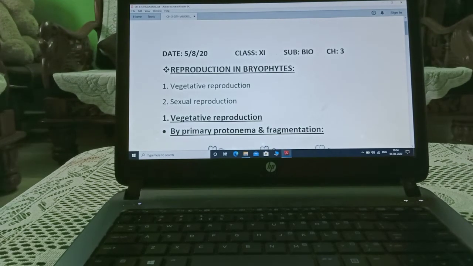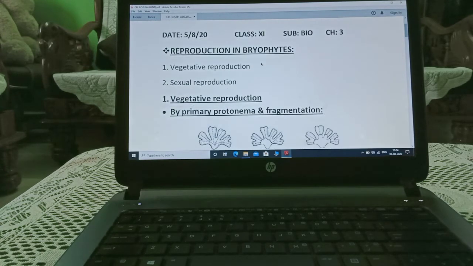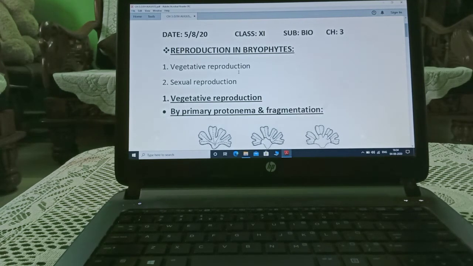Hi students, today we are starting our next topic, that is reproduction in bryophytes. It is of two types, vegetative reproduction and sexual reproduction. Vegetative reproduction, we know very well that if any vegetative part is taken and sown inside the soil, it will convert into the form of a new plant, for example the bulb of onion, tuber of potato, etc. Sexual reproduction, as we know, involves the participation of two parents and the formation of offspring.